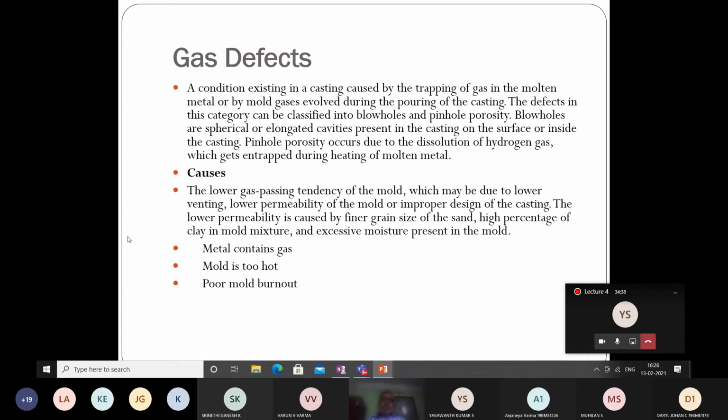So what are the causes? The low gas passing tendency. Venting should be proper, that's what. Due to lower venting. That's what we have seen in the lab classes. Inside the sand, we have to create some vent, small holes, so that whenever the molten metal is poured, the gases will come out, so that the blowholes are avoided. The mold should not be too hot. So these are some of the gas defects.